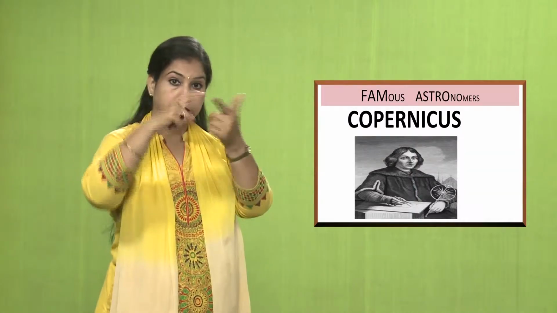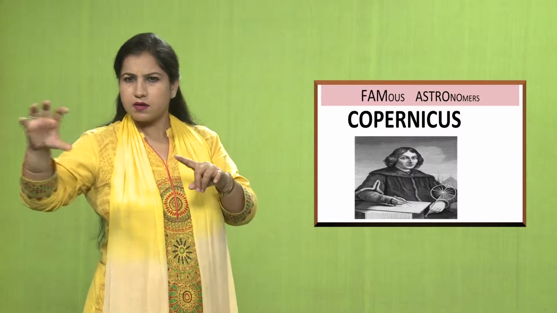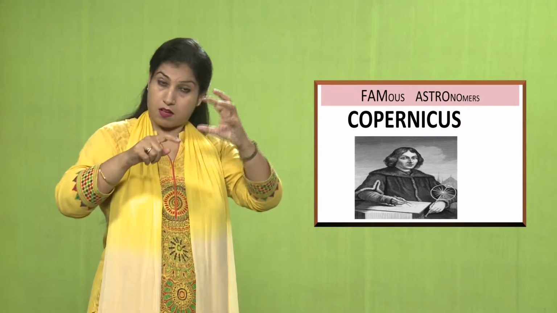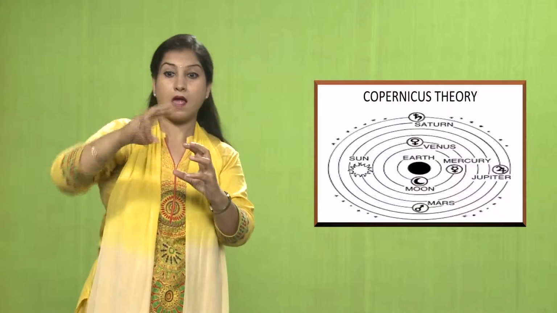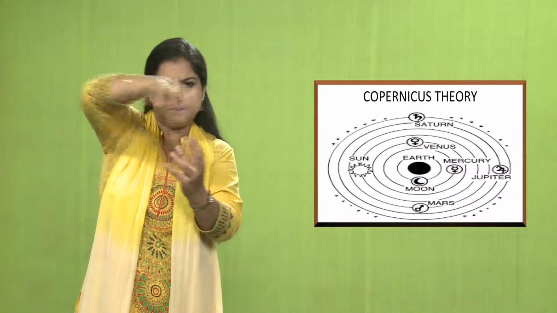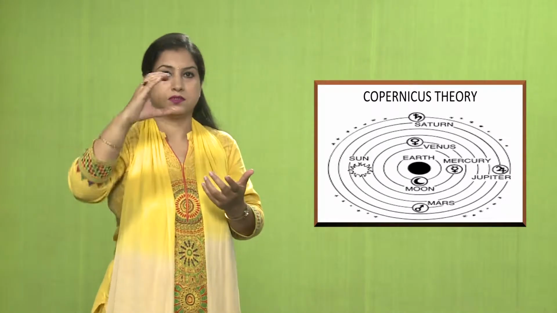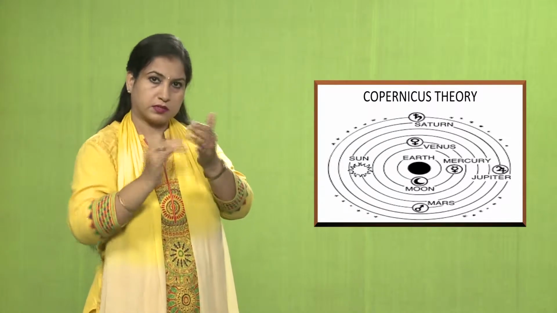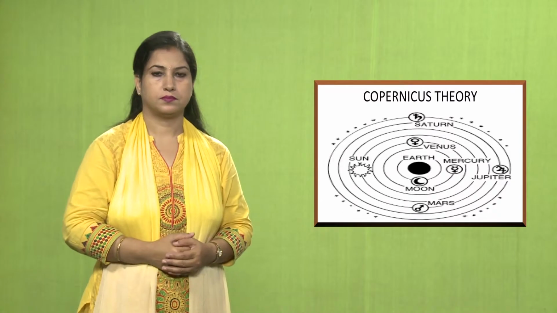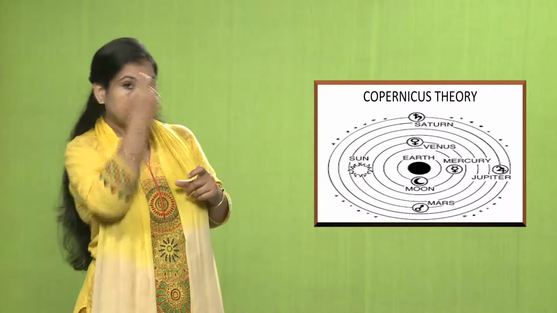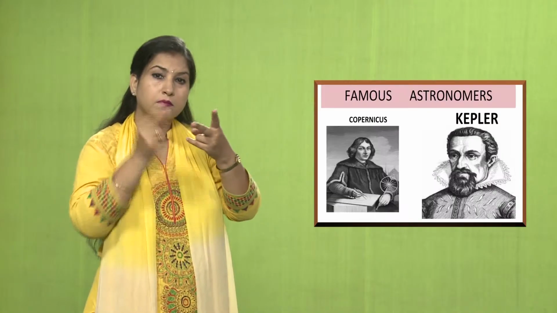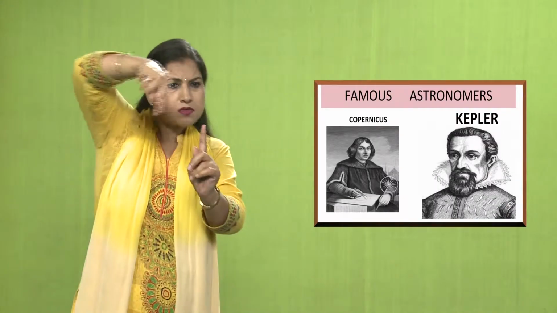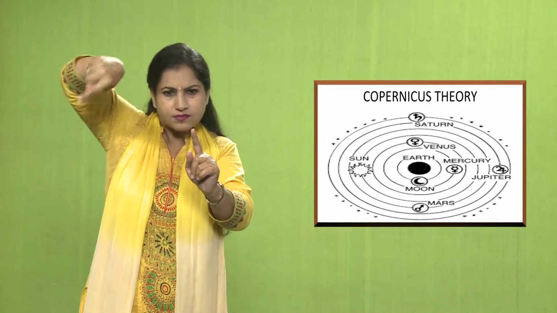Copernicus, for the first time, told that the Earth and other planets moved around the Sun in concentric circles. They move with a common center. This is called Copernicus Theory. Let us understand this with the help of a diagram. After Copernicus, Kepler said that the planets move not in concentric circles but in elliptical path around the sun.